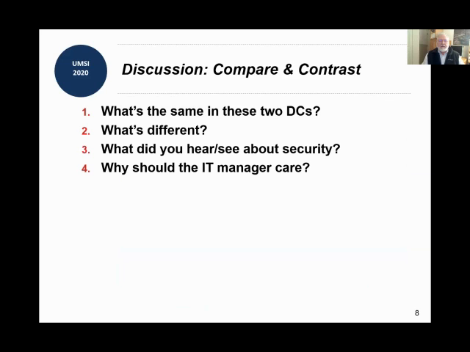Okay, so we're back, and the key questions here that we talked about during the class time are, so what's the same in these two data centers? What's different? And what did you hear or see about security? And why should an IT manager care about this? So the things that we identified as being the same in the two data centers were the fact that they both had servers, they both had cooling systems, they both had some level of security, backup power, power distribution units, and they certainly had employees who were on the floor.